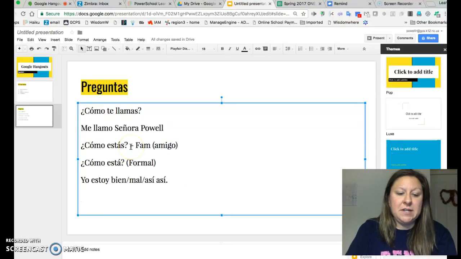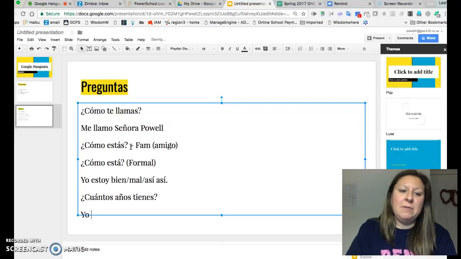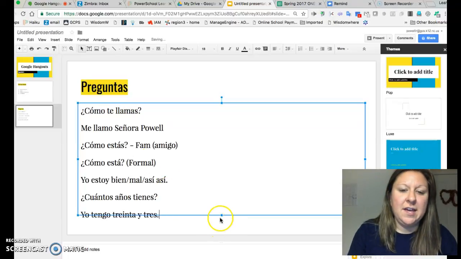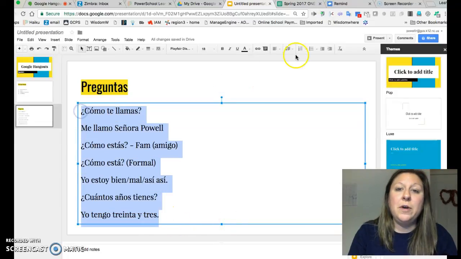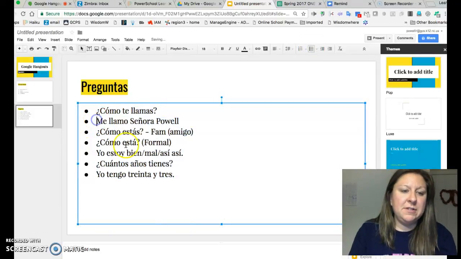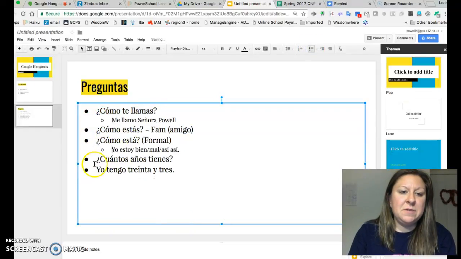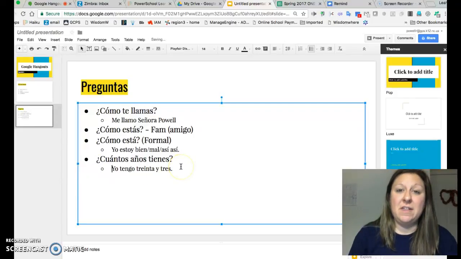The next item that came up in this next section is ¿Cuántos años tienes? Asking how old you are. I would say yo tengo, and then you're going to put the number there. So I will say 33. Okay, so these are some very basic questions and how you will answer them. I'm just going to make them a little bit more definite so that you can tell the difference between the question and the answer.